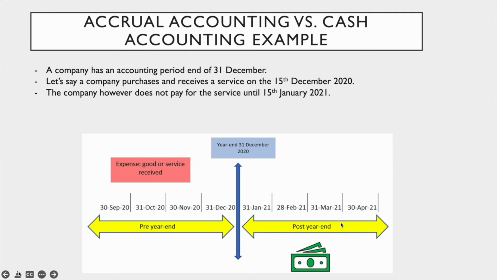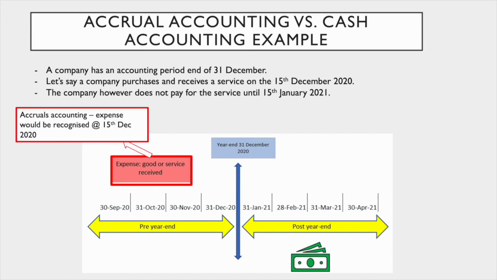So let's just illustrate this in terms of this blue line. This illustrates the year ending 31 December 2020. In terms of when that expense is received, it was received pre-year end, you could say. And then the cash impact happened in the following accounting period, i.e. post year end. So let's distinguish between an accrual basis of accounting and a cash basis of accounting in this example. Under accruals accounting, an expense would be recognised at the 15th of December 2020. So an expense and a liability would be recognised under an accruals basis of accounting, because at that point it is deemed that a liability has been recognised because they have received that expense.